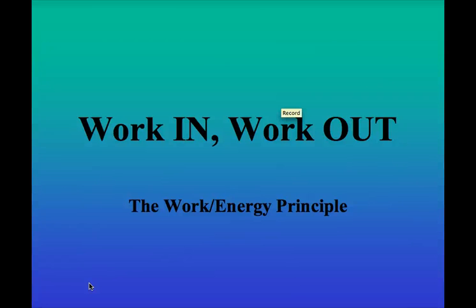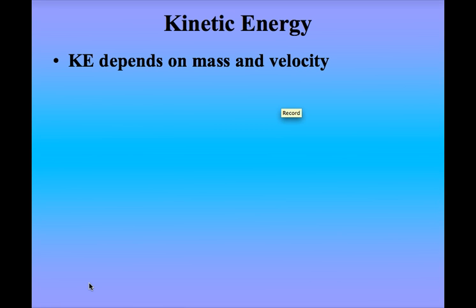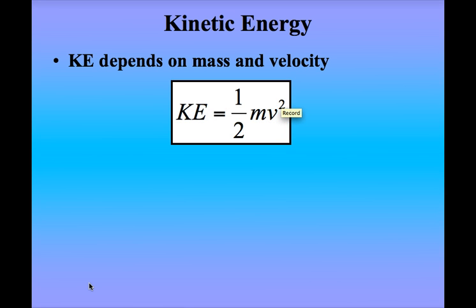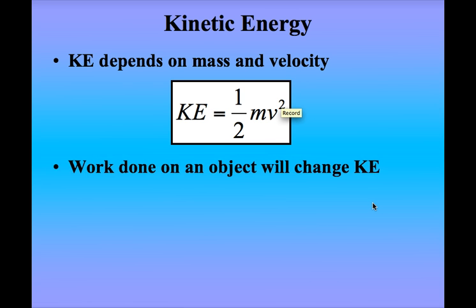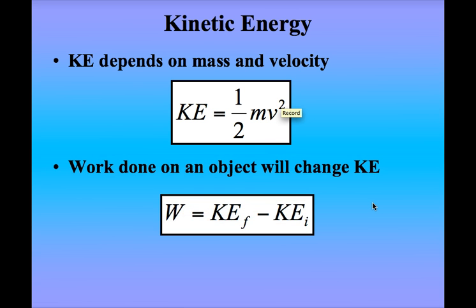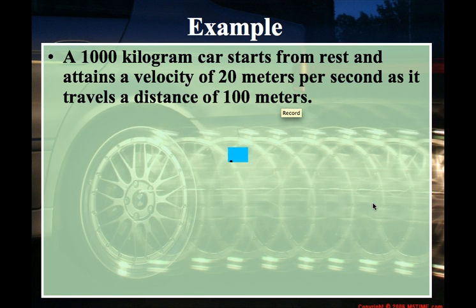Work in, work out, work in, work out. Okay, so the work energy principle. Kinetic energy, we said, depends on mass and velocity. KE is equal to 1/2 mv squared. So we know that to be true. The work done on an object will change its kinetic energy, so we can also say that work is kinetic energy final minus kinetic energy initial.